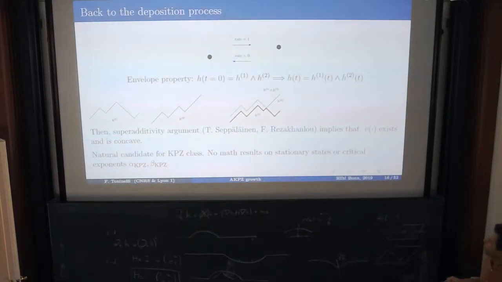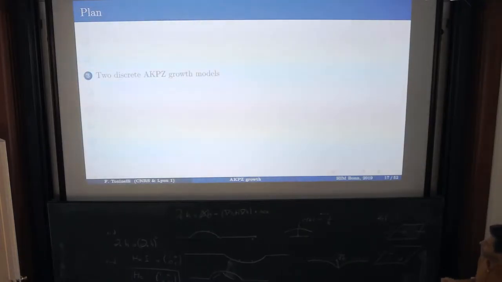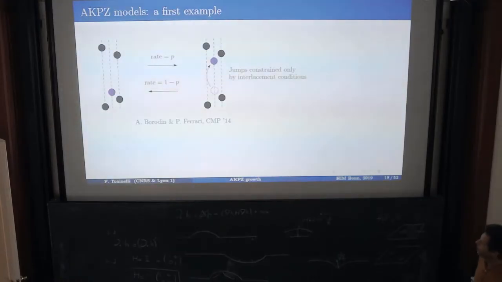Okay, so here come now two examples of this anisotropic KPZ growth model. The first one is as follows.